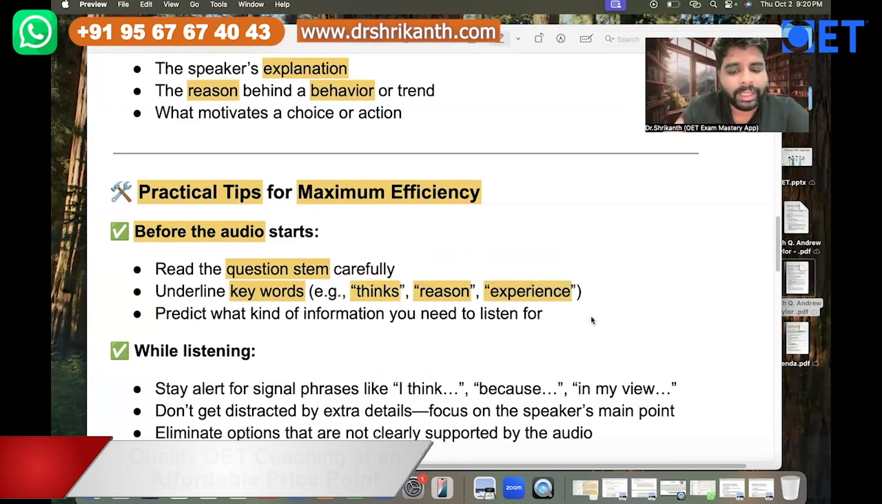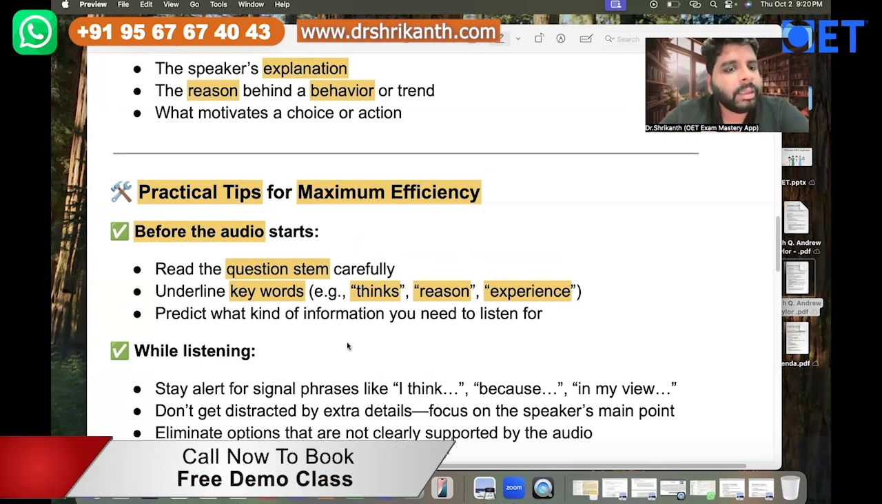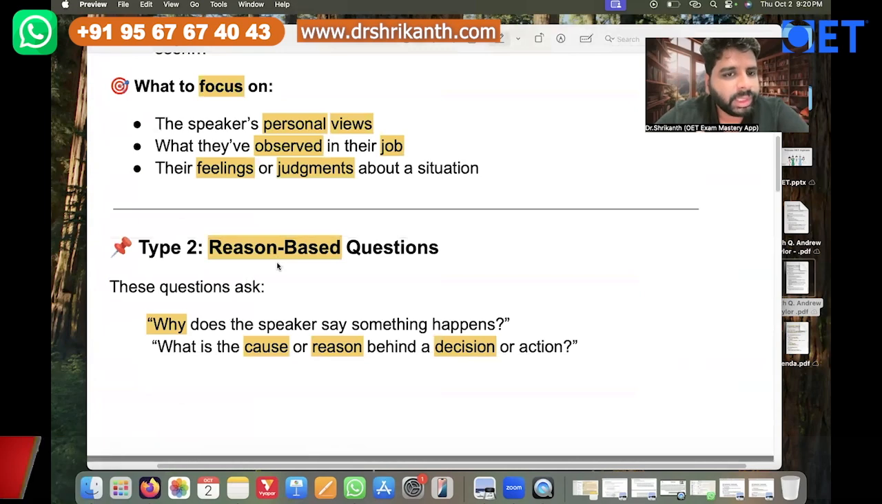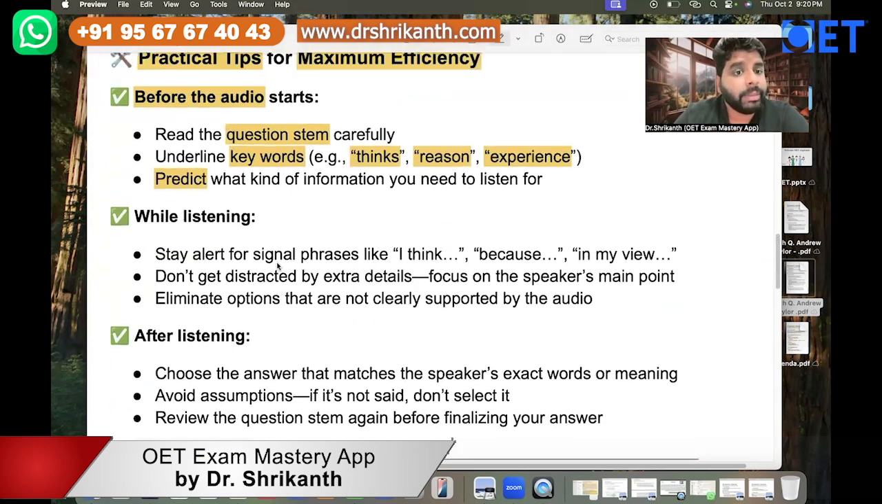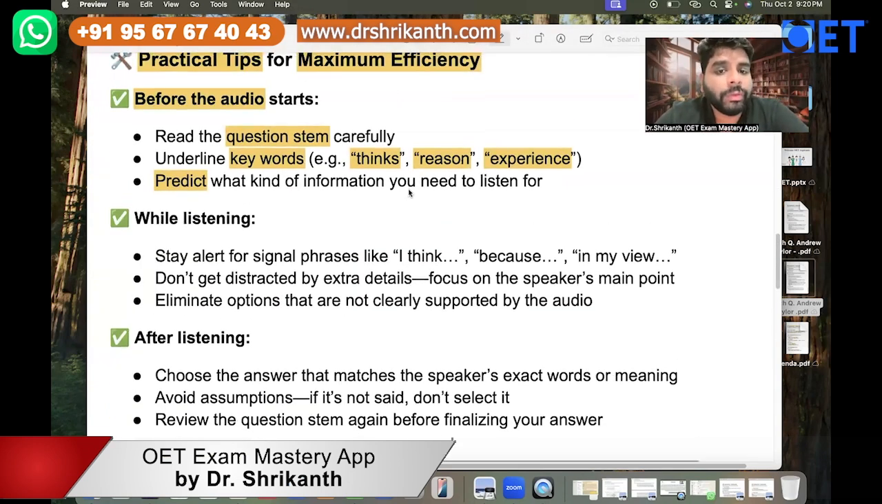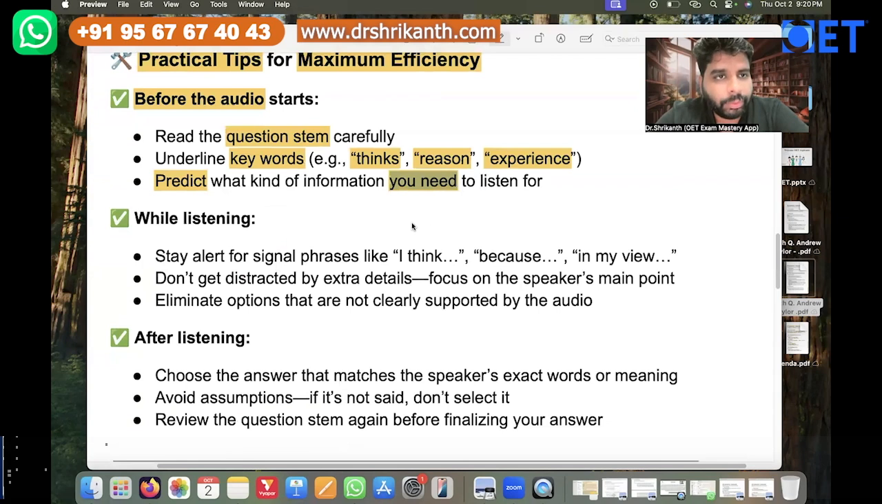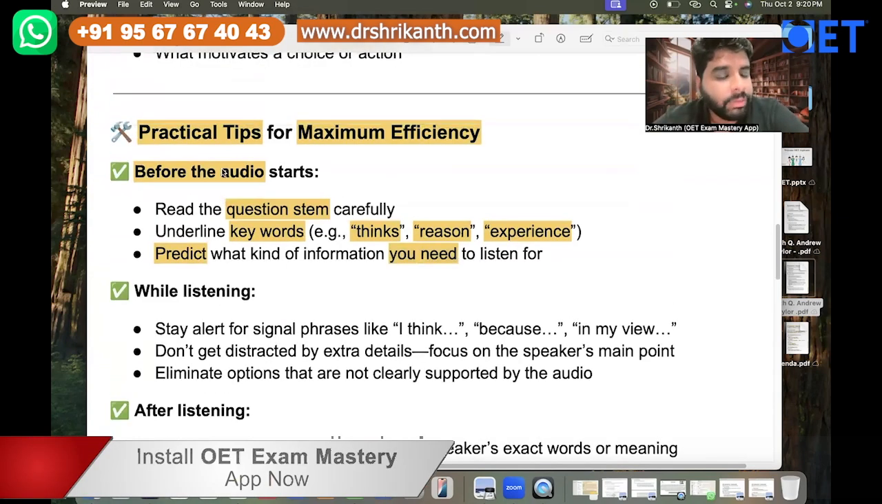It is giving you a hint, a clue about what type of questions we are dealing with. And then you need to predict, that is, anticipate: this is the type of question. For example, if it is a reason-based question, then you have to predict that there will be an explanation. Like that, you should be able to predict what kind of information you need to listen for. And this should happen even before the audio starts to play.